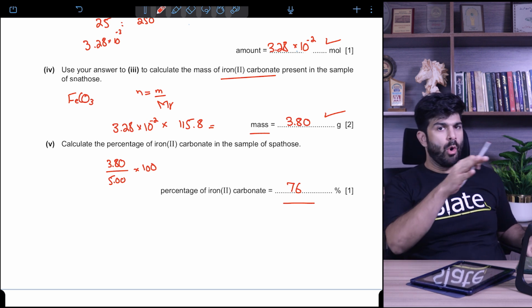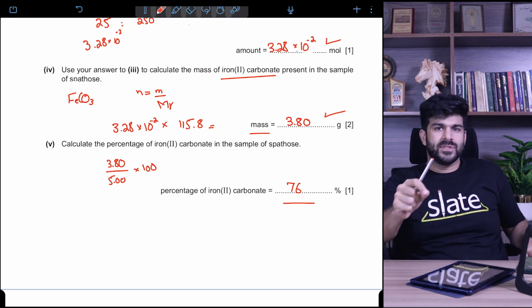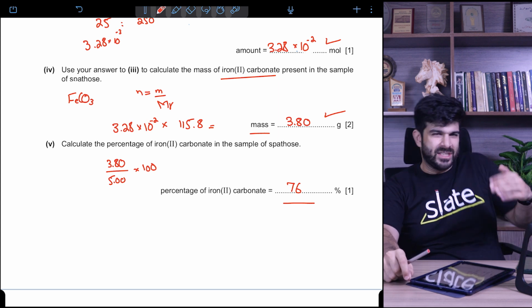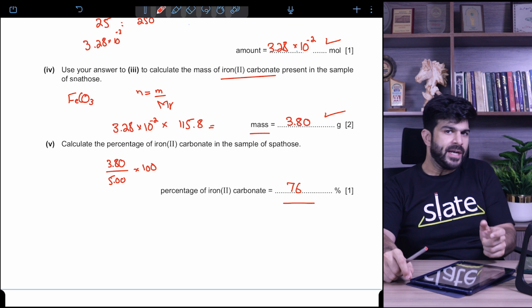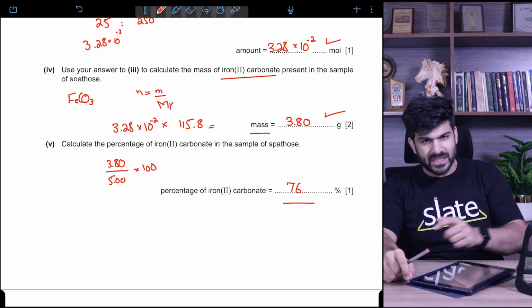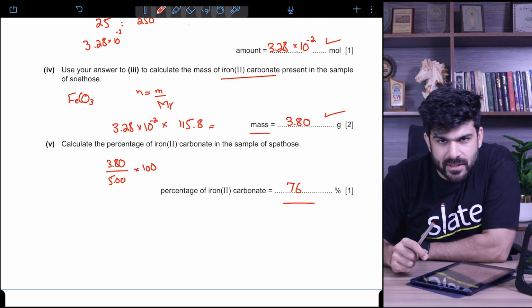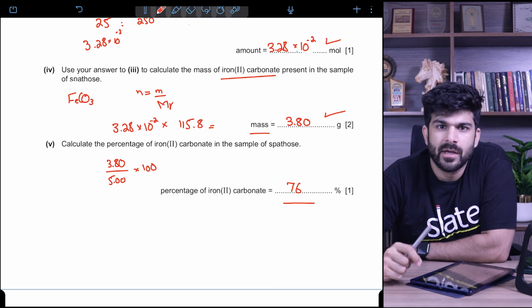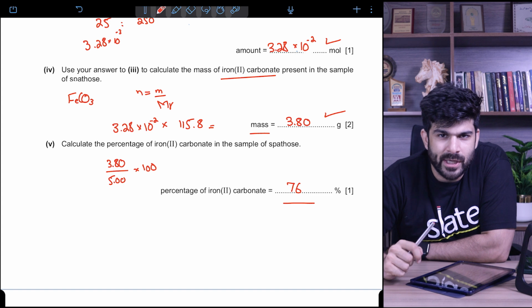But once you have gone through all these 5 lectures, I am certain you would not find moles difficult anymore because they are somehow quite repetitive. So in the next lecture, we are going to talk about combustion analysis, another very important topic of AS chemistry and stoichiometry. So see you in the next lecture.